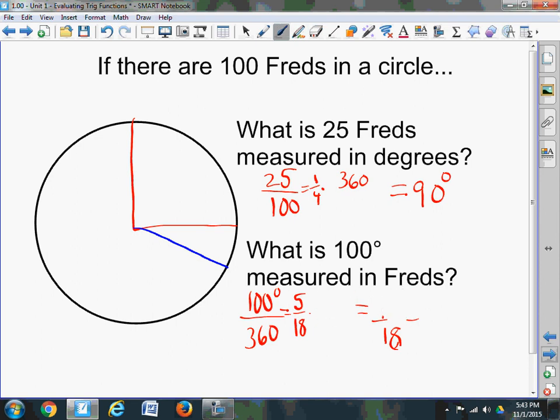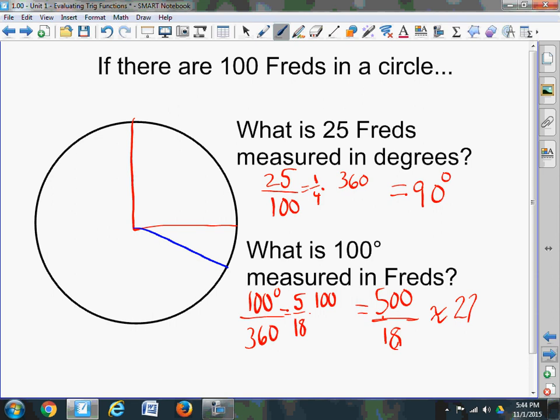It's taking 25 from the other problem, so times 100. All right, we get 500. So 20 would be 360, 25 would be 450. So 27, so it's about 27 Freds, a little 27 and some change. I'm not going to tax myself too much in the mental math.